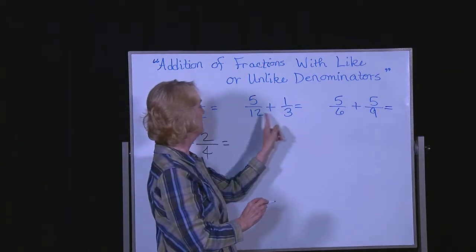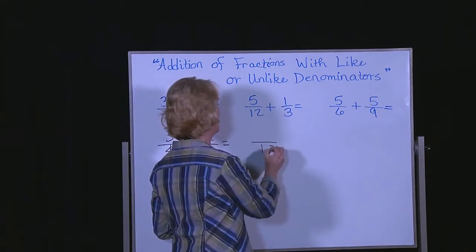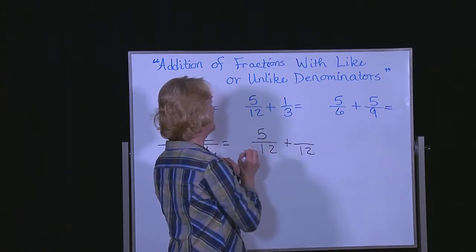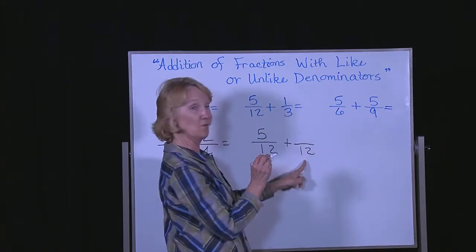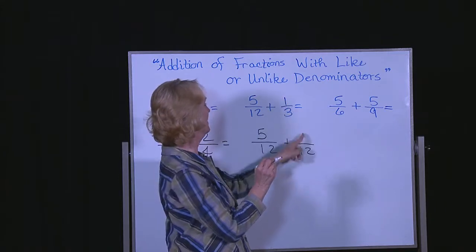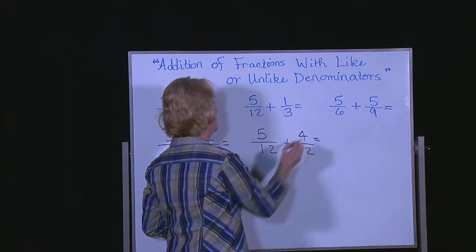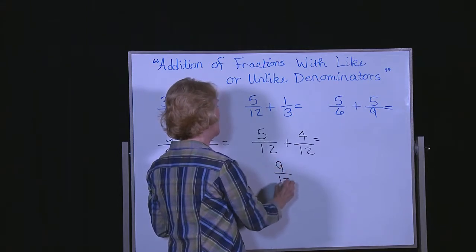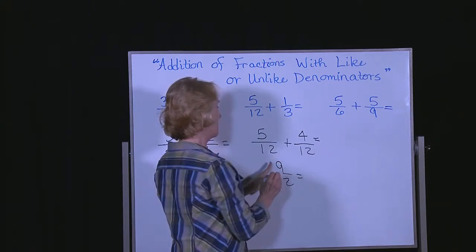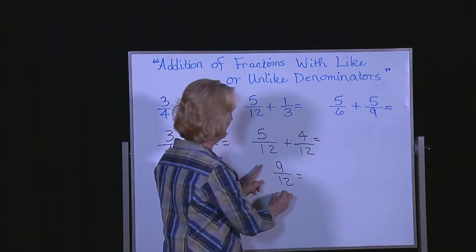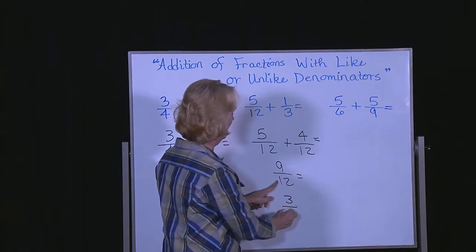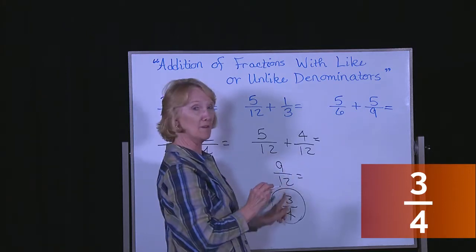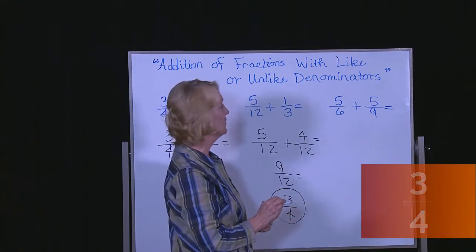Next one, the common denominator is going to be 12. So this fraction stays the same. 3 times 4 is how you make 12, so the numerator times 4. Now 5/12 and 4/12 makes 9/12, but we can simplify that. 3 can come out of there 3 times. 3 can come out of there 4 times. Now you're done. Change to the same denominator and then simplify the answer.